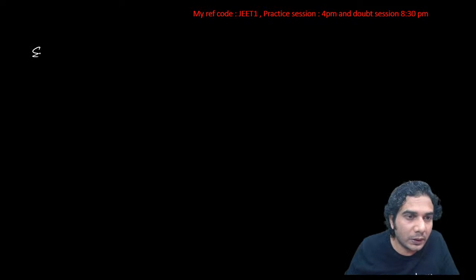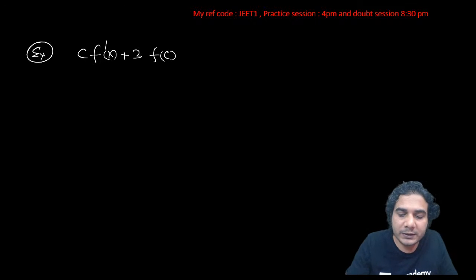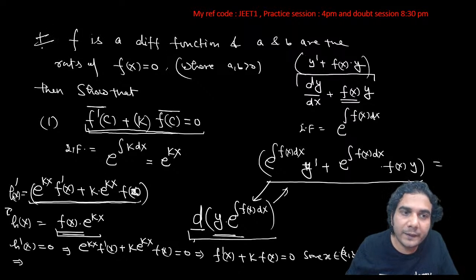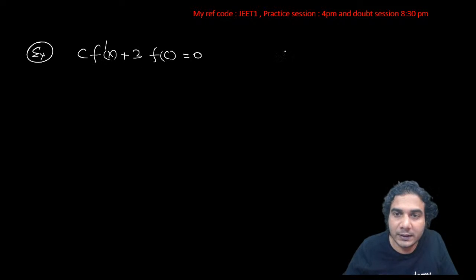All right. So let's take this example: c into f dash x plus 3 into f of c. The same question, f(x) is continuous and differentiable, and f of a is equal to f of b is equal to 0, and a and b are positive. All right, a and b are positive. Now we need to prove that this is equal to 0. Okay, so let's check it.